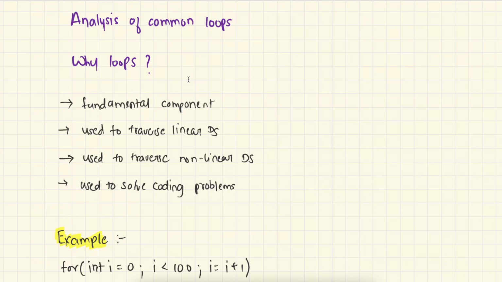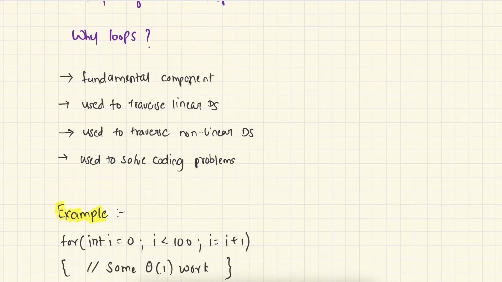Why do we need to know about order of growth of loops? Because loops are the fundamental components of a programming language. We use loops a lot. We use loops when we need to repeat something. We use loops when we need to traverse a linear data structure like arrays, stacks, queues. We also use loops to traverse non-linear data structures like trees. And other than that, we use loops to solve many coding problems. So loops are a very important and fundamental component, so it is crucial to understand loops and to study the order of growth of a loop.